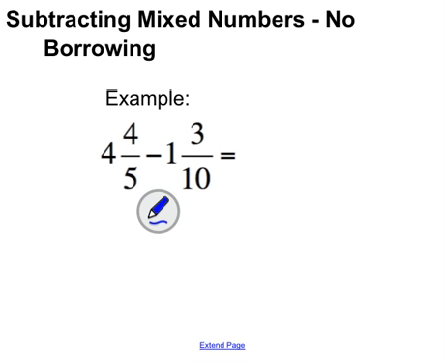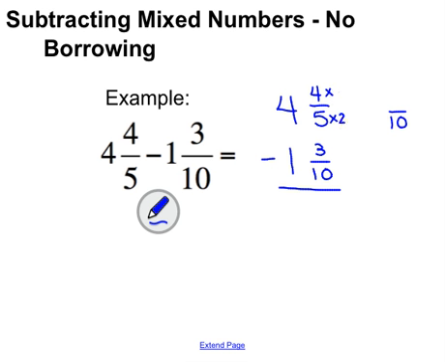Now let's try subtraction with mixed numbers. Again, here we do not have a common denominator, so you'll want to line your problem up vertically. 4 4/5 minus 1 3/10. Without that common denominator, we can't do this problem. So we're going to change the 4/5 into something with a denominator of 10. This multiplies by 2/2 to give you the equivalent fraction of 8/10.